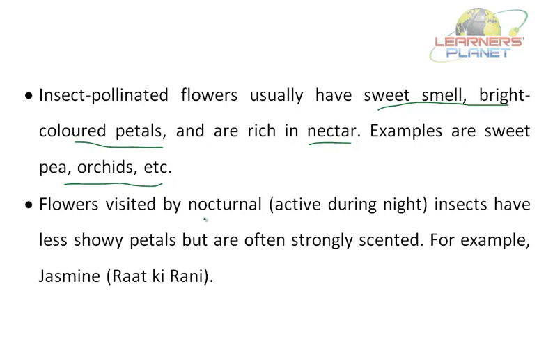Some flowers are even visited by nocturnal insects, means the insects which are active during night, not the daytime. They have less showy petals but are often strongly scented. For example, jasmine, which is popularly called Raat Ki Rani. Right? So basically these are the agents of pollination.